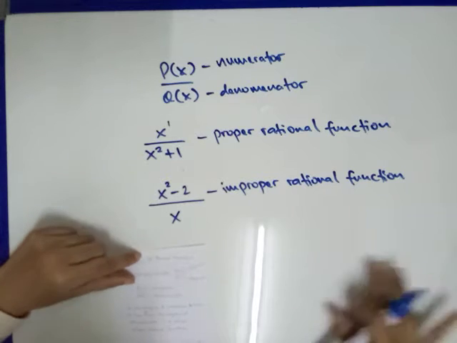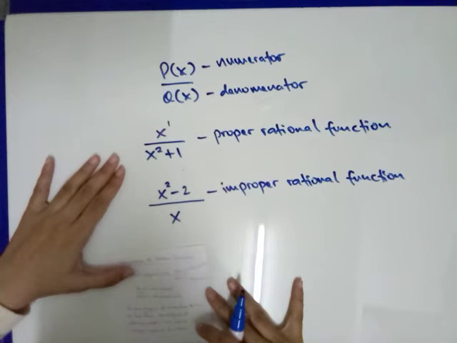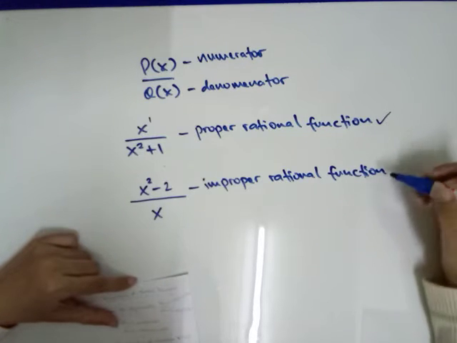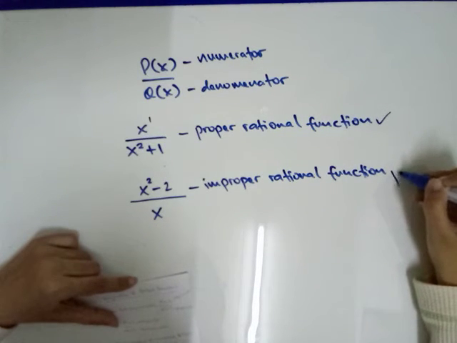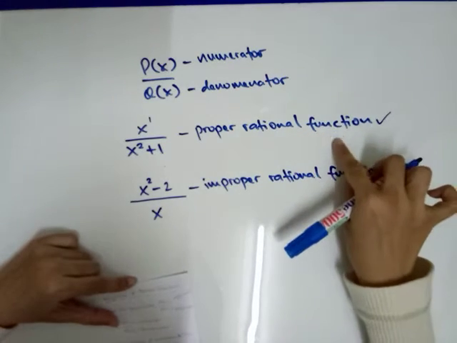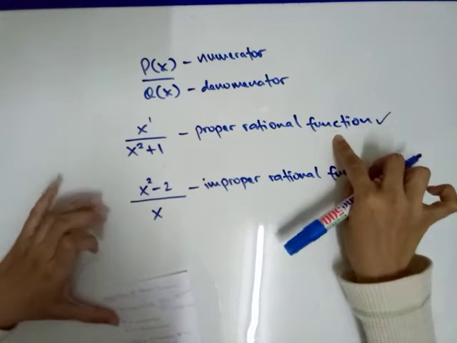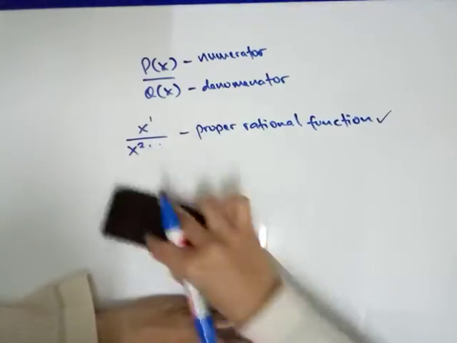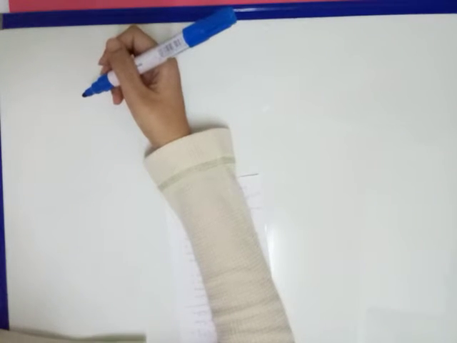Okay, so for this topic, we're going to integrate by using partial fraction, but only this type that we need to focus on. Improper rational function tak masuk dalam syllabus. So we only need to focus on the proper rational function. Okay, so how to solve by using partial fraction? Look at your notes, page 69, example 2.17.